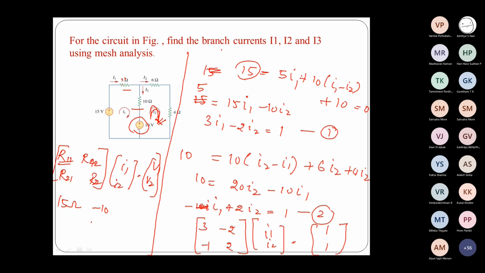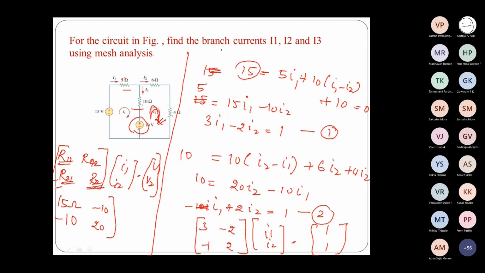So for the second loop also, what is R21? It's a common resistance between loop 2 and loop 1. So again, only one, that's minus 10. Always the common resistance will be a negative one. And then R22 is the sum of the resistances for loop 2. So in loop 2, 10 plus 6 plus 4. So 20.